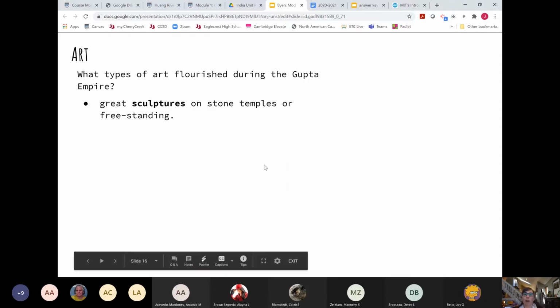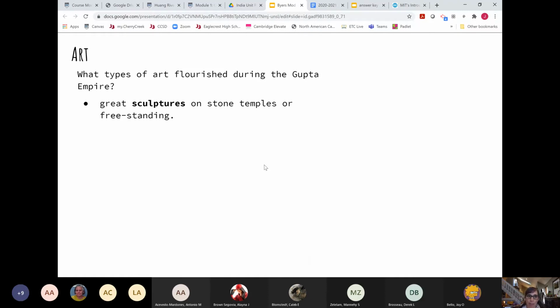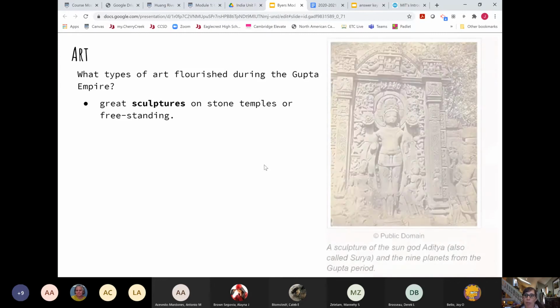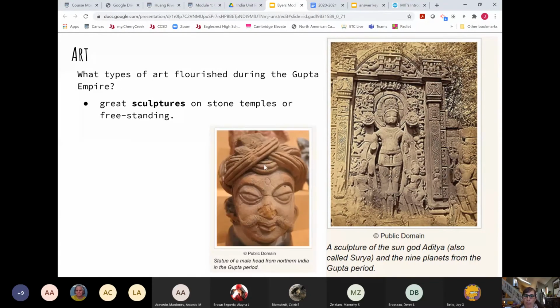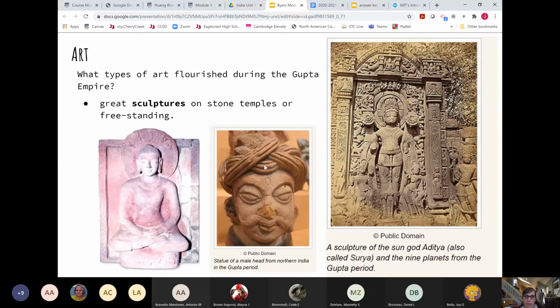Okay, so art. There's just a flourishing of art during the Gupta Empire. One of those types was sculptures, and there were lots of new temples going up, and stone temples had these sculptures carved into them, into the rock, or there were freestanding sculptures as well. And these are some examples of them. They're pretty amazing, very detailed.